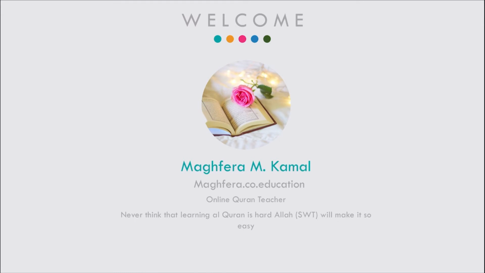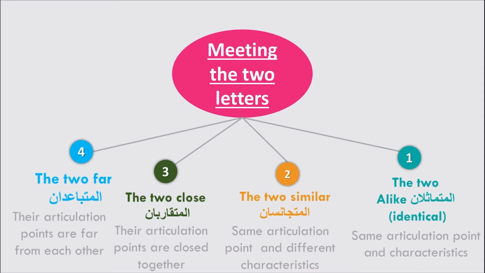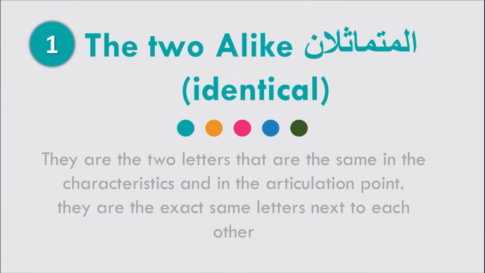And today inshallah we're going to move to the first case of meeting two letters, so let's dive deep into it. Okay, we agreed that meeting the two letters may be one of these four probabilities. Number one, the two letters are identical. The second case, the two letters are similar. The third case, the two letters are close, so they have closer articulation points. And the fourth case, the two letters have too far articulation points, and that's why scholars call it the too far. So let's now start with the first case of meeting the two letters, which is the two alike or the two identical.